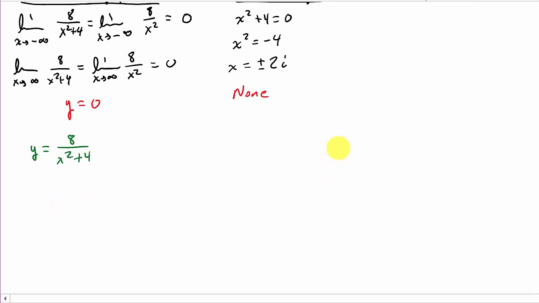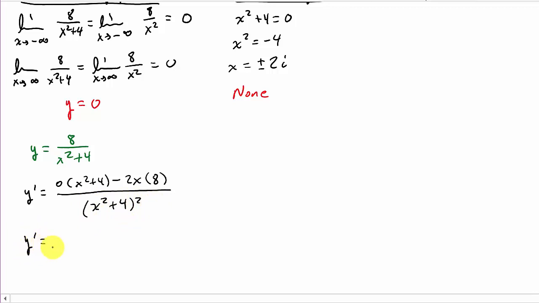All right, so now let's look for increasing and decreasing. To do that, I need to find critical numbers. I've got to take the derivative of this. So the derivative of this, y prime, well, that's the quotient rule. So the derivative of the numerator times the denominator minus the derivative of the denominator times the numerator, over the denominator squared. And so this is going to give us y prime is equal to negative 16x over x squared plus 4 squared.